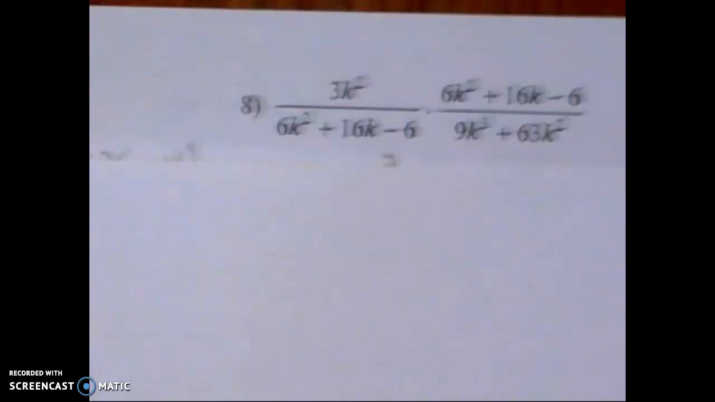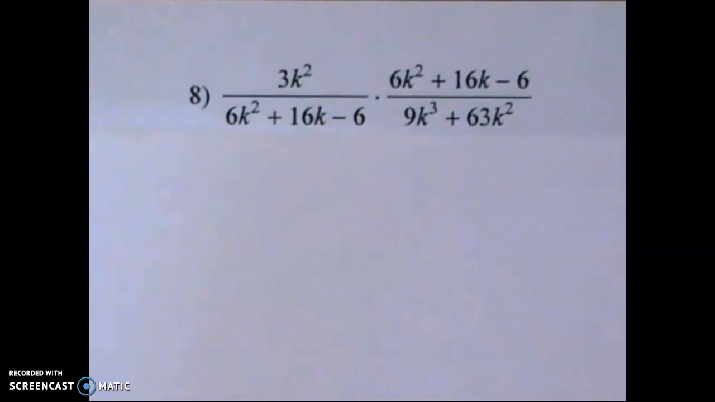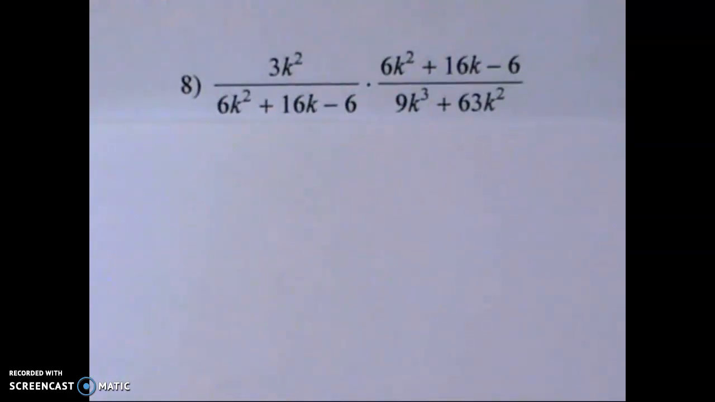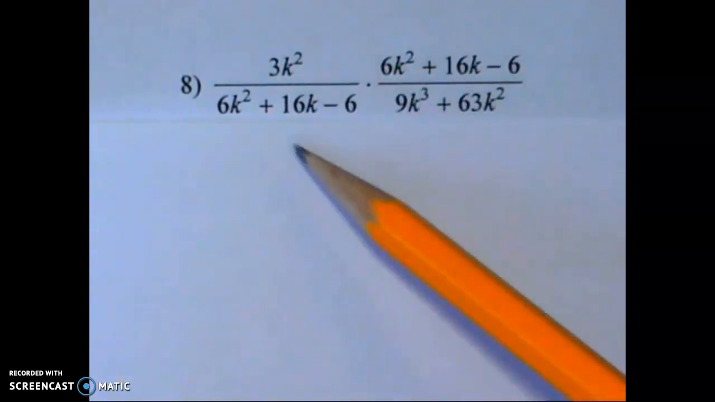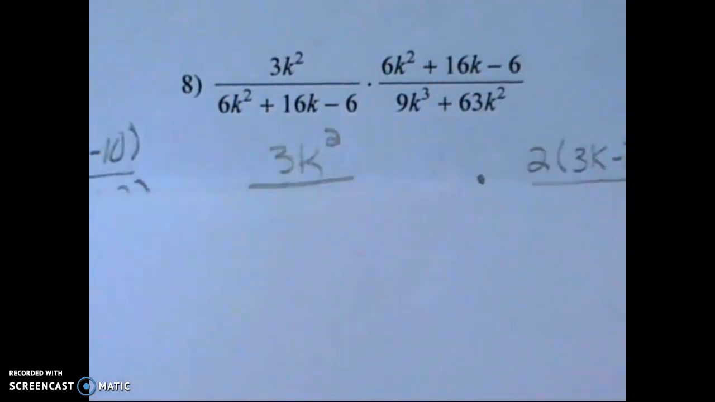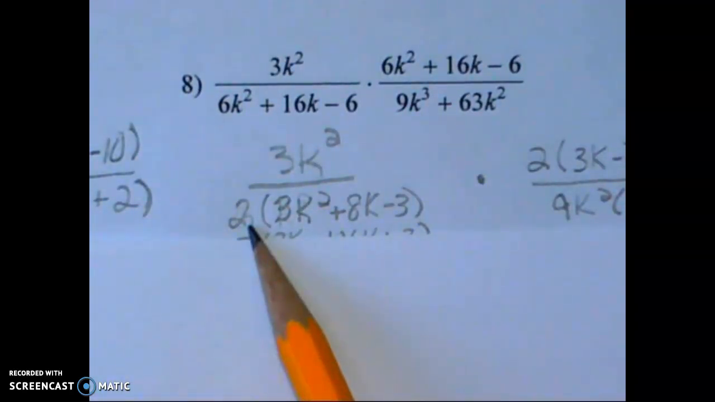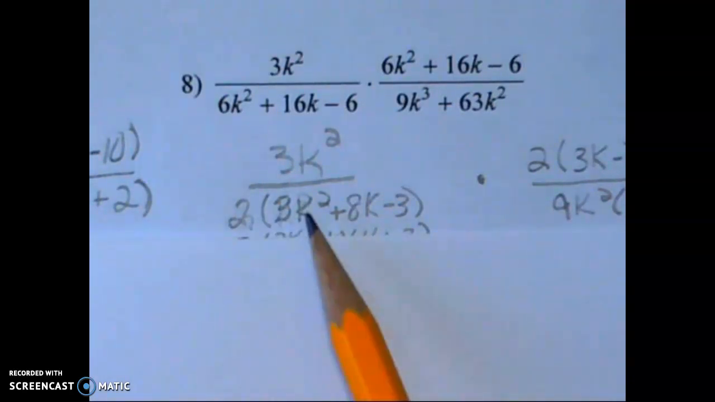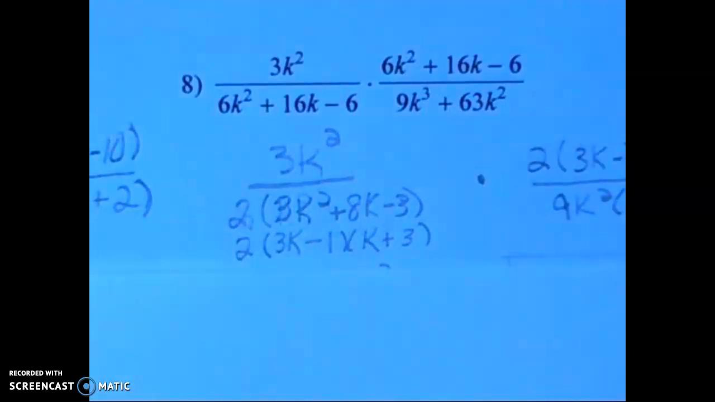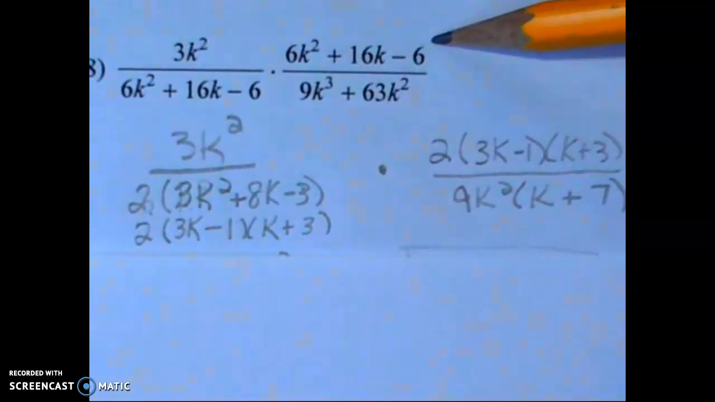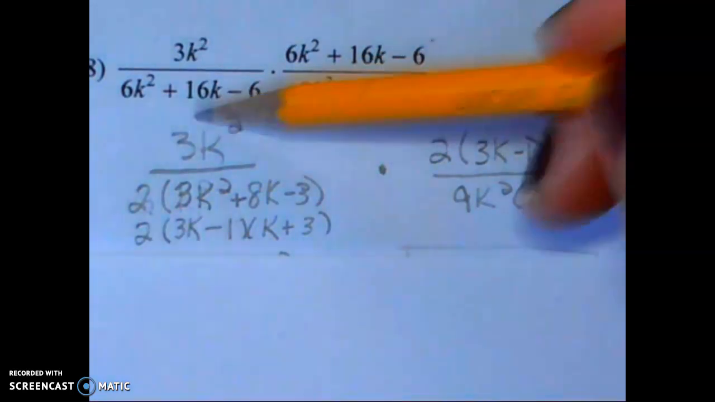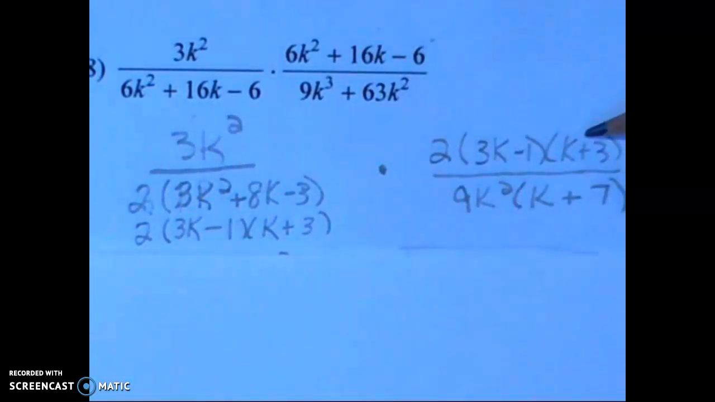Okay, let's go again here. Number 8. 4 separate factoring problems. You can't do anything with this numerator right here. Not enough. This denominator can be factored twice, because first you factor out the GCF of a 2, and then this trinomial is factored into 3k minus 1, k plus 3. And then when you get up here into this numerator, you notice, hey, it's exactly the same. So it's also going to be 2 times the quantity, 3k minus 1, k plus 3.